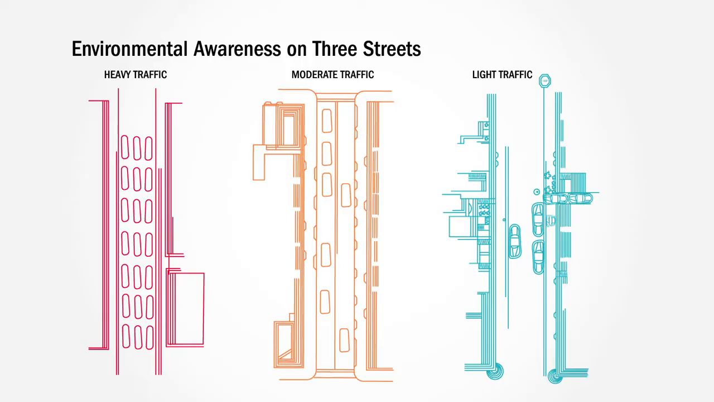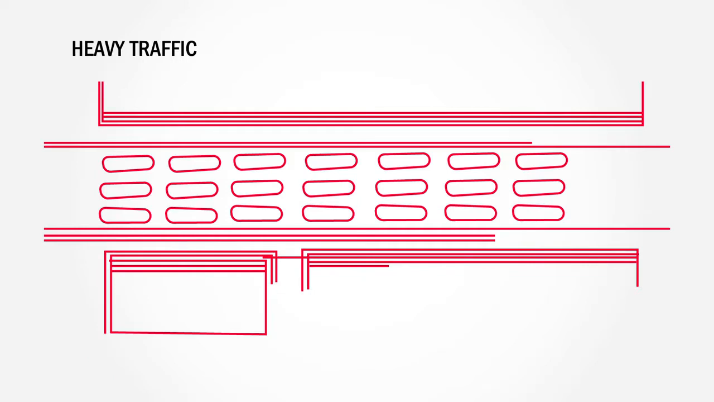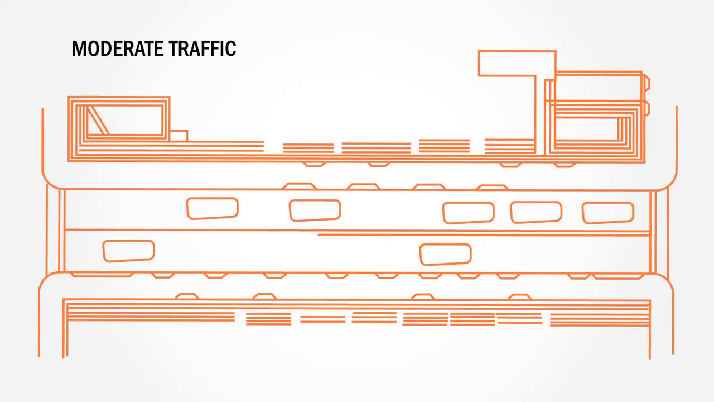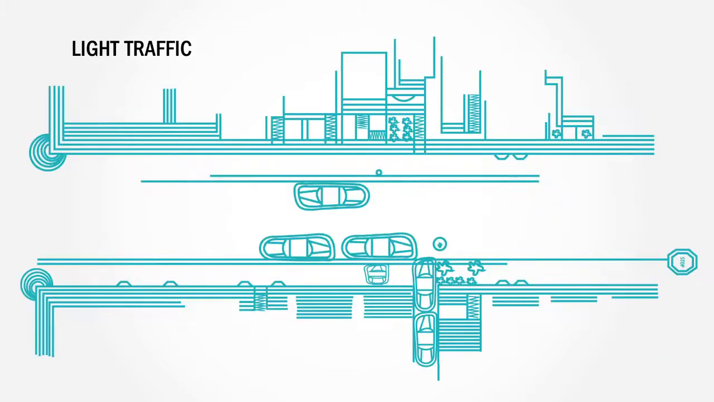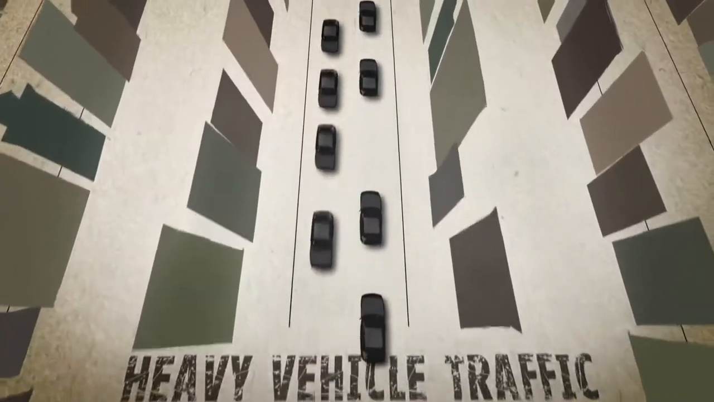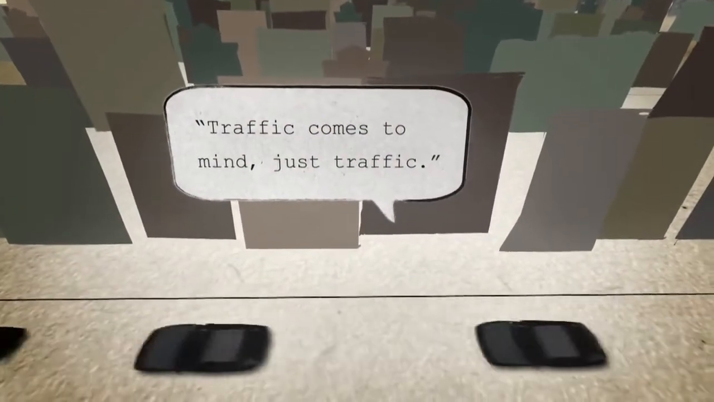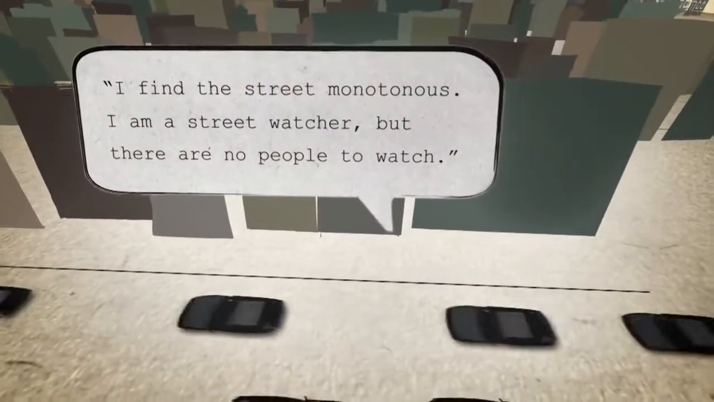Another part of the survey that Donald Appleyard conducted with residents on these streets was he gave them a blank map of their street and asked them to draw their street. And what he's produced here are composite pictures indicating how many times each feature was drawn. What this shows is that on the heavily trafficked street, they just drew the entirety of the street with very little in the way of details.